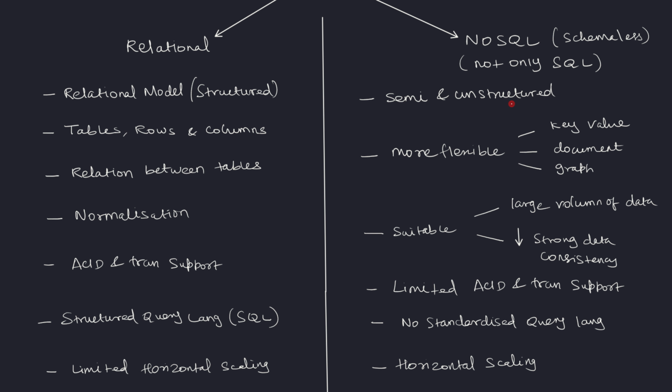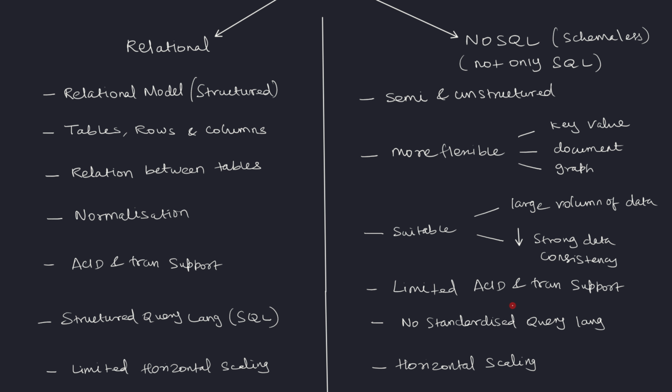We'll be able to store semi-structured and unstructured data, and the data itself can be of formats like key-value, document, or graph, and there are many others actually. So these are the common ones. This is suitable for large volumes of data where you don't need to worry about strong data consistency. And normally NoSQL databases provide limited support for transactions and ACID properties.